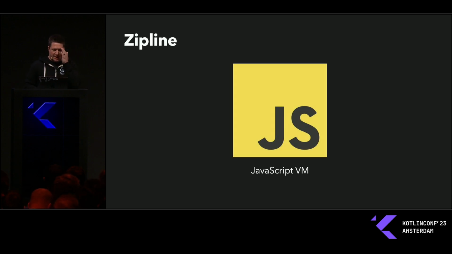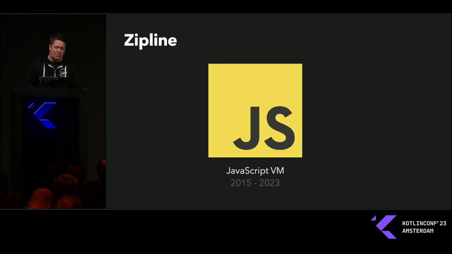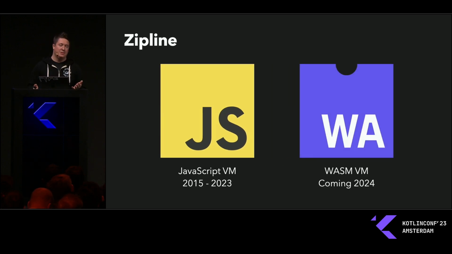So JavaScript is great. Support in Kotlin is fine. They target what is now an 8-year-old version of the JavaScript spec, which is not great. There's maybe going to be some updates to that, but what we really want is probably WebAssembly. And what's great about Zipline is that we can't just change the engine from JavaScript to WebAssembly without you knowing, but we kind of can.